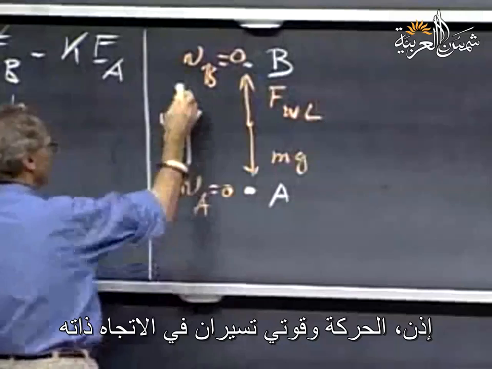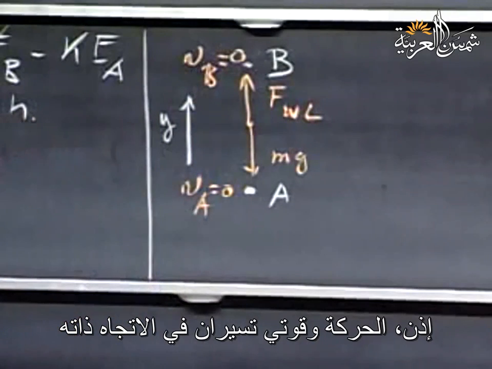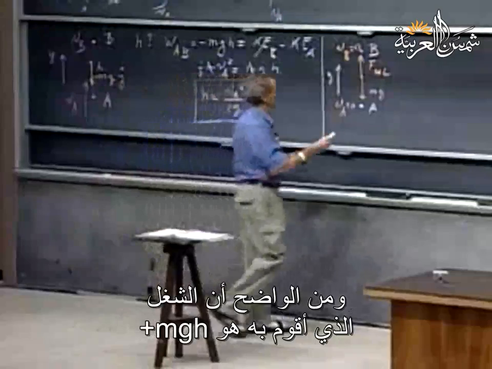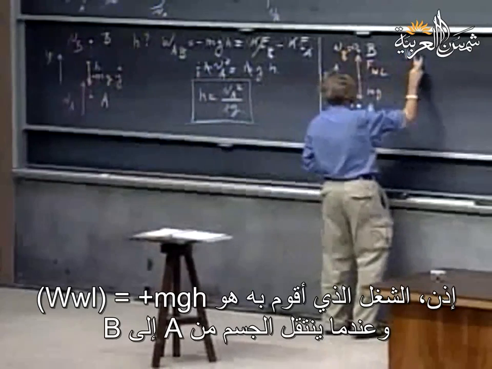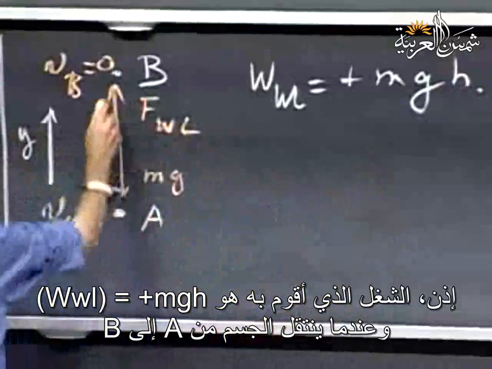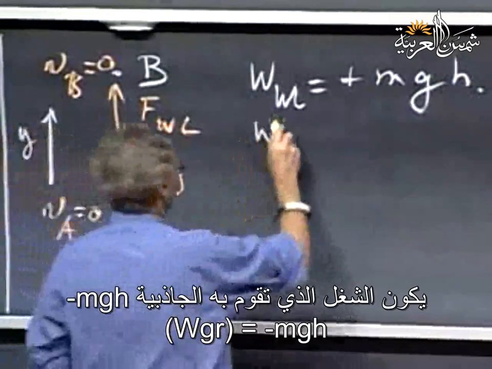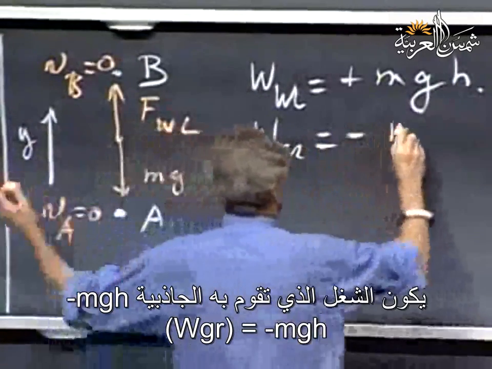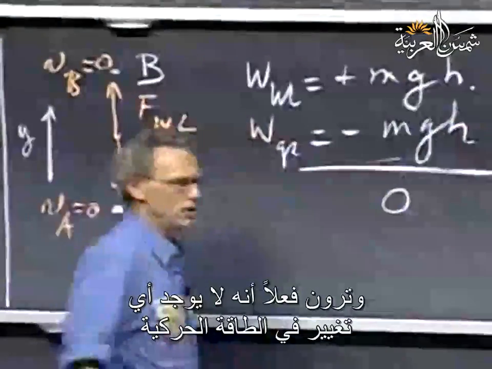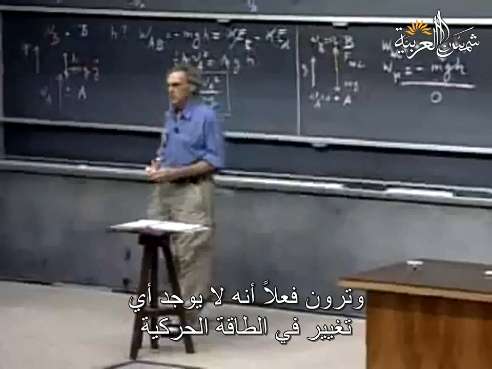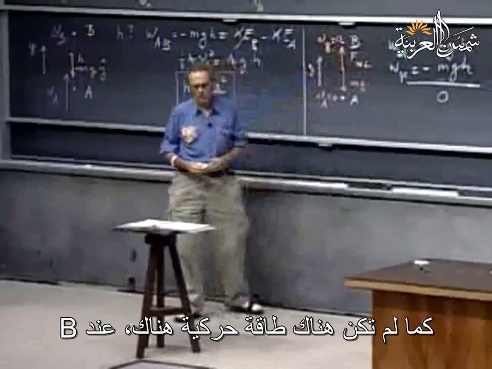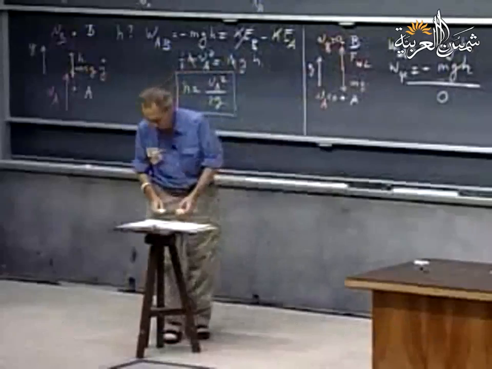So the motion and my force are in the same direction. So the work that I'm doing is clearly plus mgh. The work that Walter Lewin is doing is plus mgh when the object goes from A to B. The work that gravity was doing was minus mgh. We just saw that. So the net work that is done is 0, and you see there is indeed no change in kinetic energy. There was no kinetic energy here to start with, and there's no kinetic energy there.